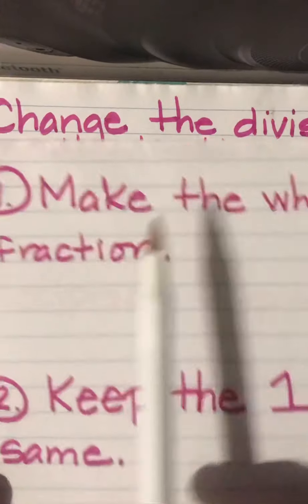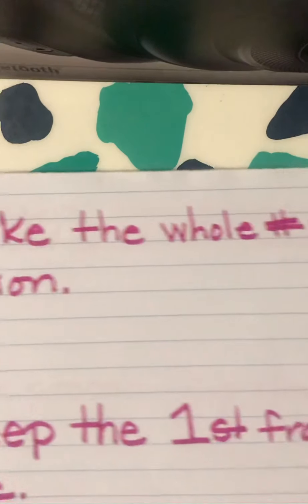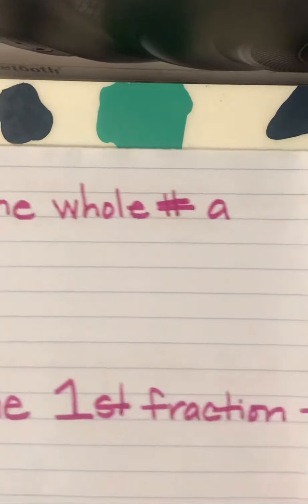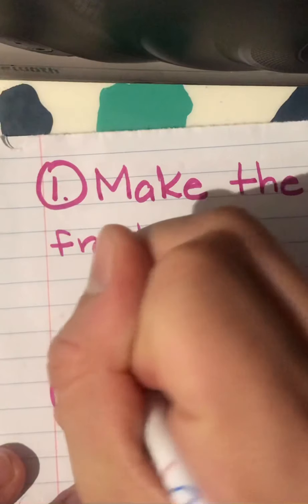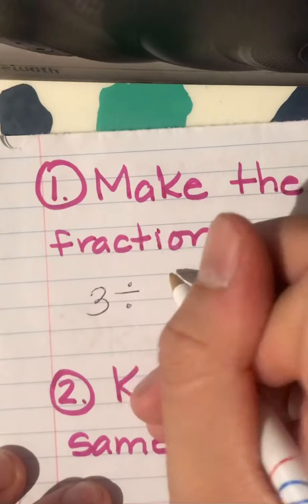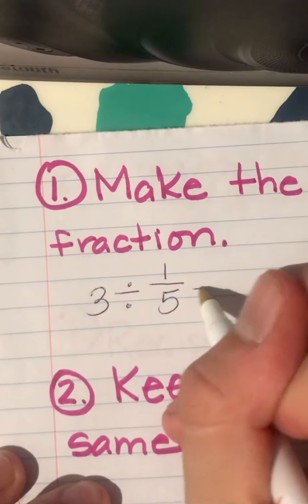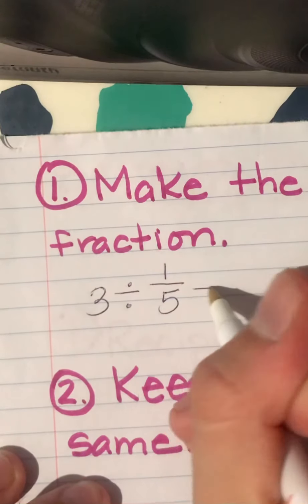Step number 1. In order to find the quotient of 2 fractions, we have to make the whole number a fraction. So what does that look like? My first and only example will be 3 divided by a fifth. We cannot divide a whole number by a fraction, so therefore step 1 is asking us to make that whole number a fraction.